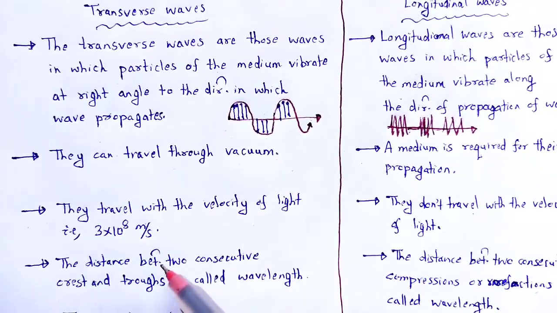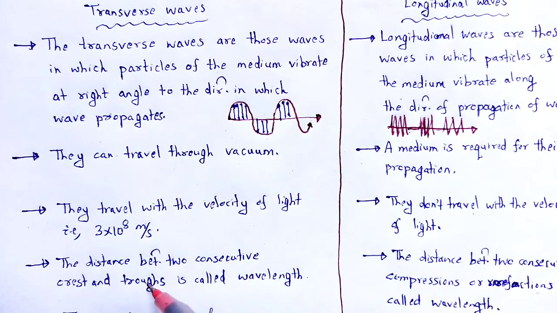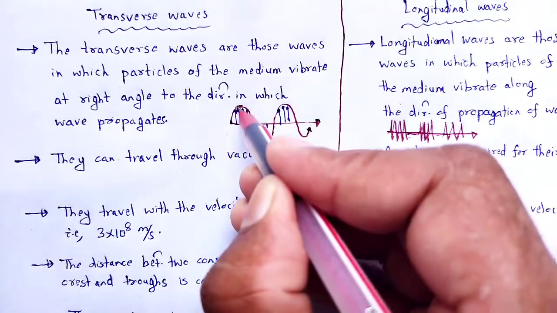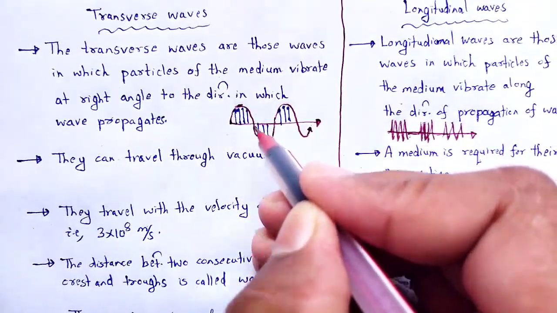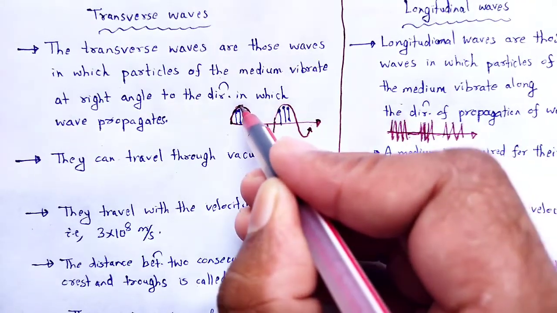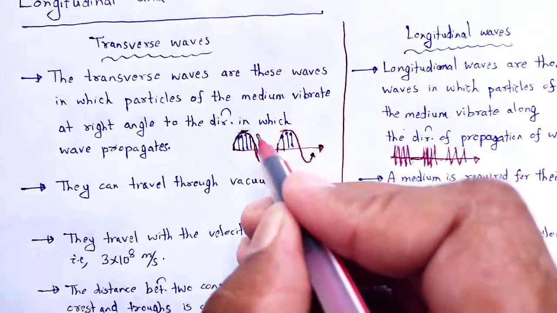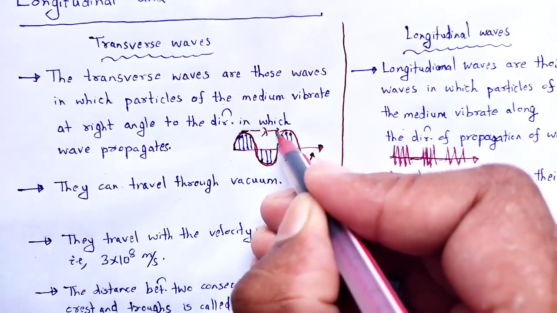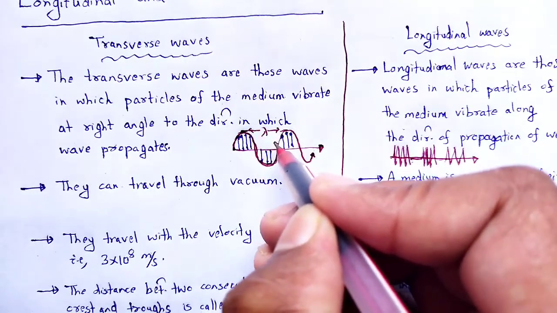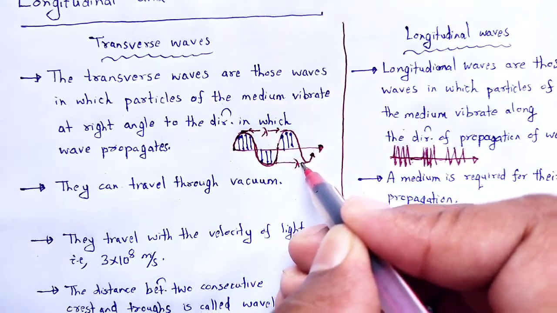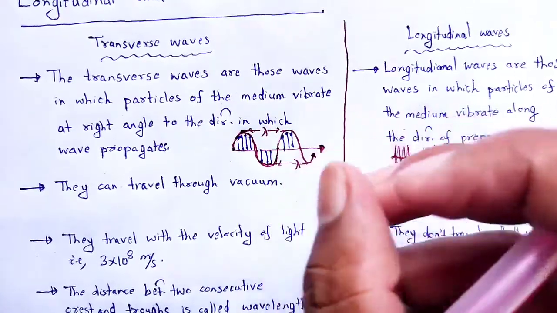Here the distance between two consecutive crests or troughs is called wavelength. That is the crest, that is the trough. So the distance between two consecutive crests, here is the crest, here is the crest, the distance between these two is the wavelength. The distance between two consecutive crests or two consecutive troughs is the wavelength.